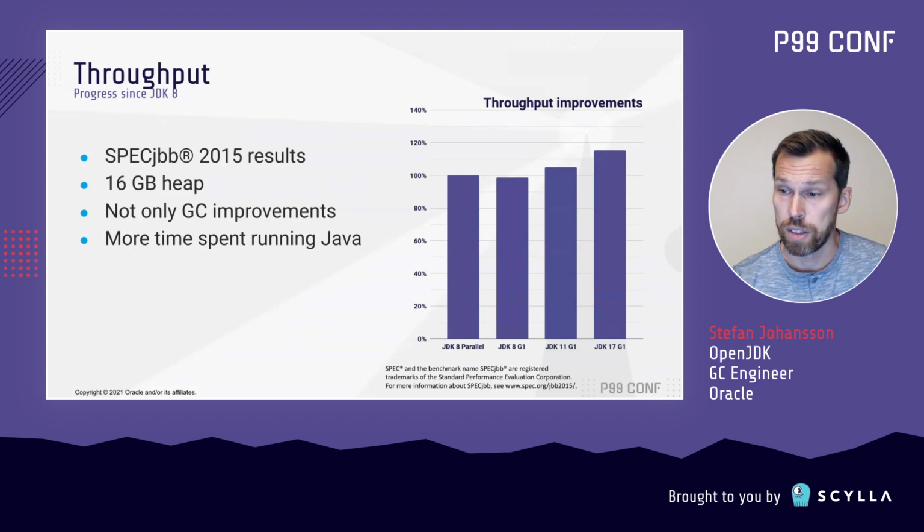To be fair, these scores are not only improved by the things we've done in GC. This is a very general Java benchmark, so all the improvements made to the Java platform contribute to these throughput scores. So let's head over to latency.